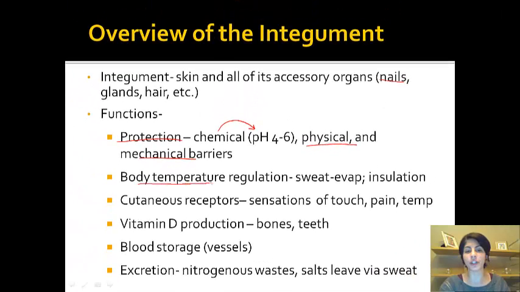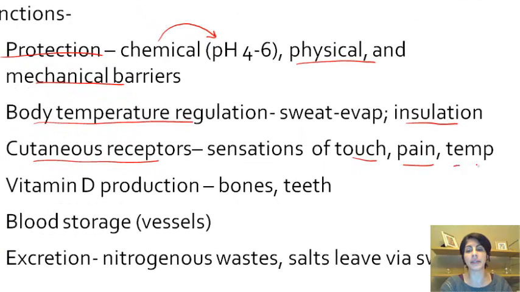Body temperature regulation is also a function of the skin, so that refers to sweat and the evaporative process that occurs so that you can cool down. And the adipose tissue in the integument also keeps you insulated. The skin has several cutaneous receptors that are sensitive to touch, pain, and temperature, and that keeps you safe.